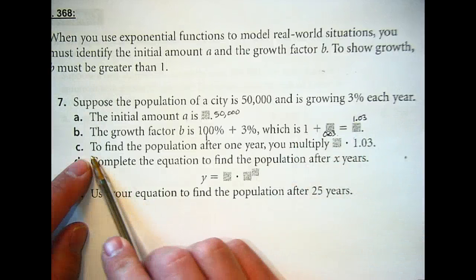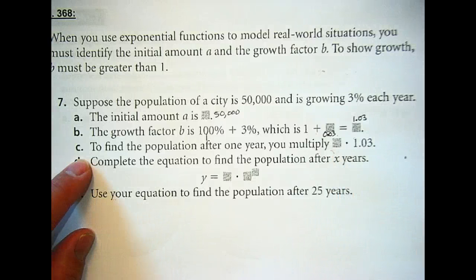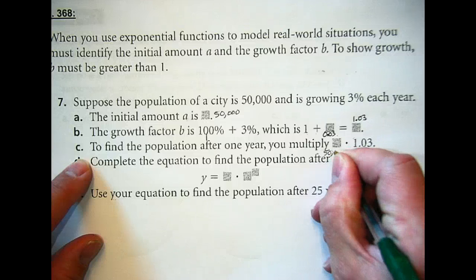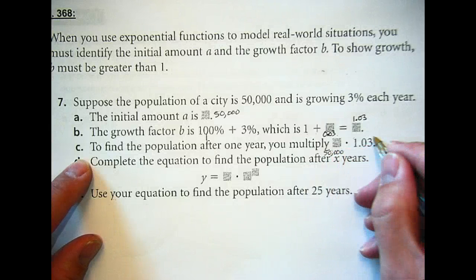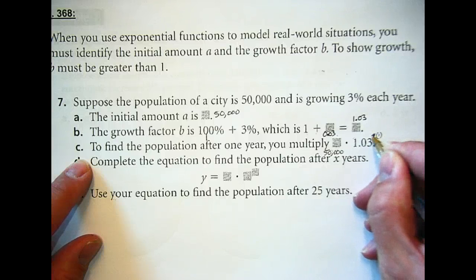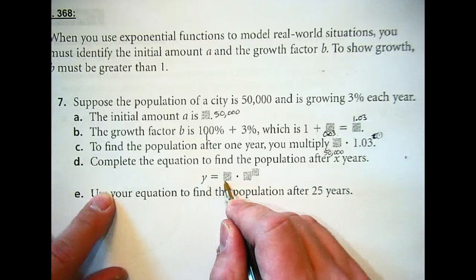To find population after 1 year, you multiply what by 1.03? 50,000. Don't guess. This is to the power of x, which we are making 1 here, right? So that became 1. Okay, complete the equation. Victoria, what'd you get right here?